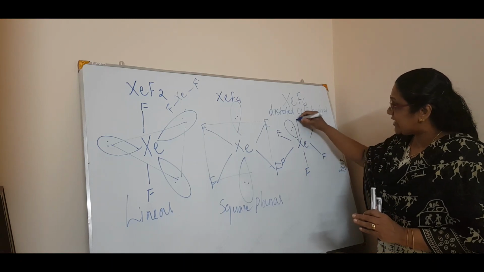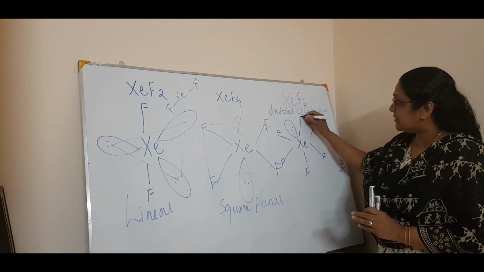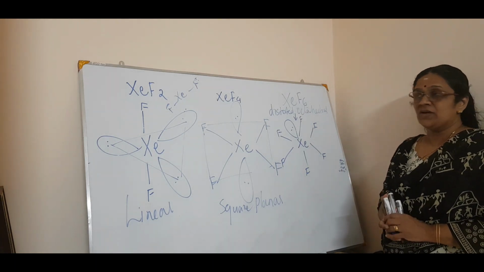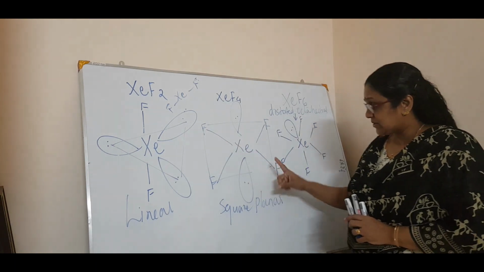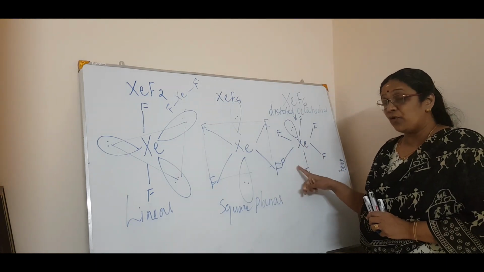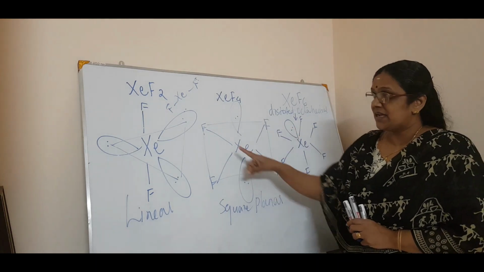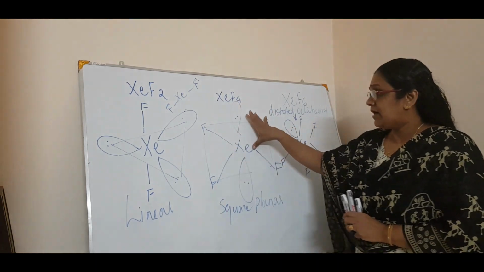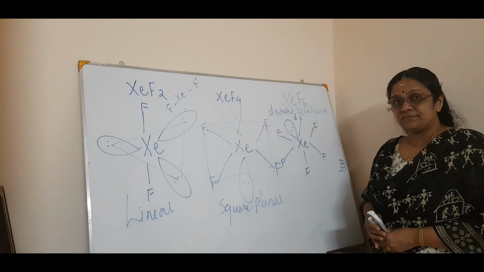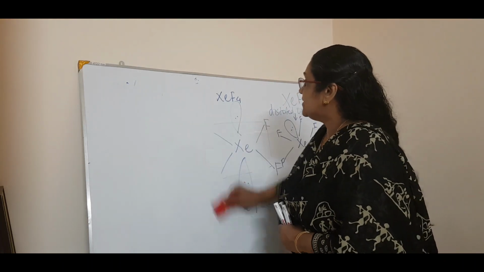Distorted means actually it has to be like this. But due to this repulsion, this is having some angle, that is here. So this is called as the distorted octahedral structure. So this is linear, this is square planar, and this is distorted octahedral. And don't forget to note down or to draw the lone pair of electrons. 3 lone pairs in XeF2, 2 lone pairs in XeF4, and 1 lone pair in XeF6. Correct?